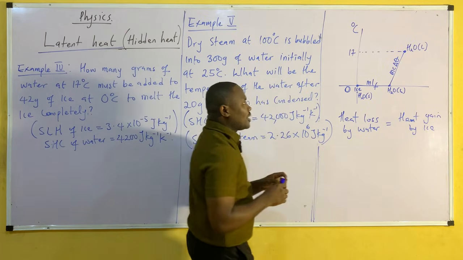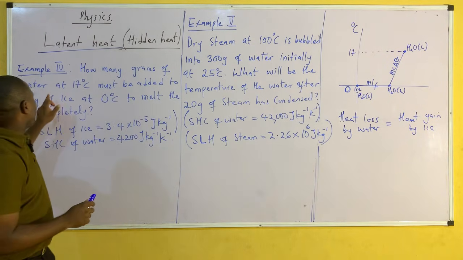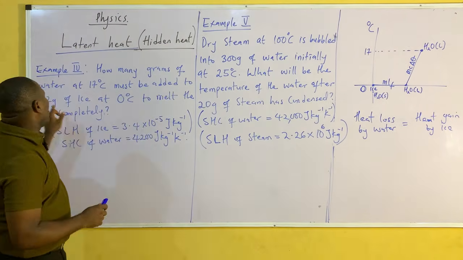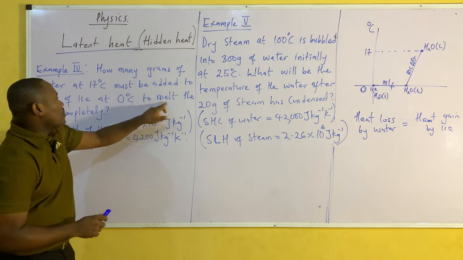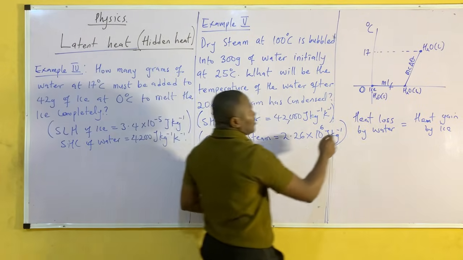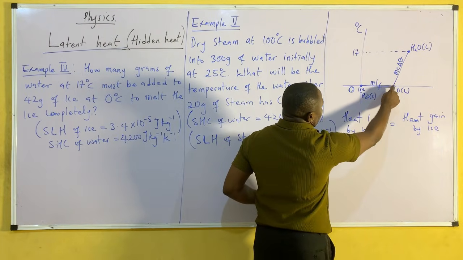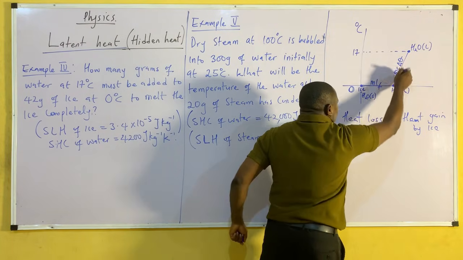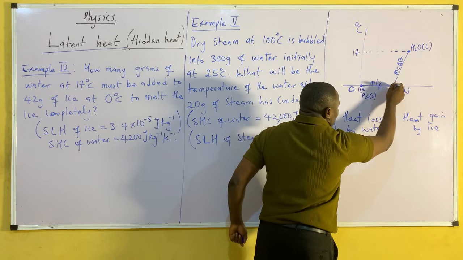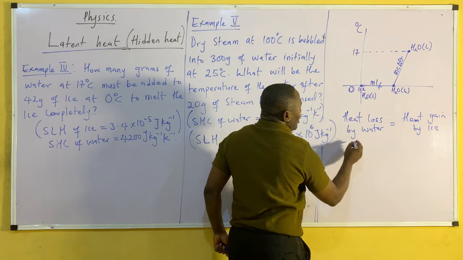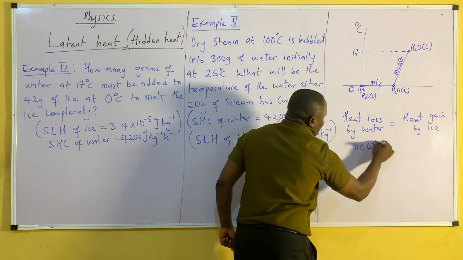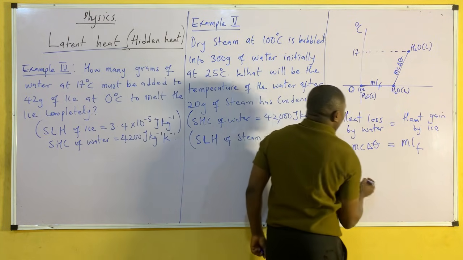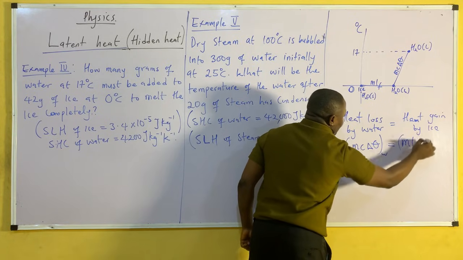Remember, the question says how many grams of water at 17 must be added to 42 grams of ice at zero to melt the ice completely. So to melt the ice completely is to be at this stage. Water is coming down here, ice is coming to this point. So I have heat loss by water, which is mc change in theta, equals heat gain by ice, which is just mL_f. This is for the water, while this is for ice.